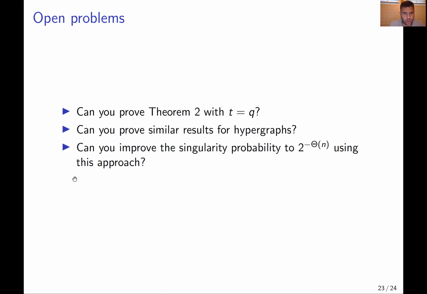And a more interesting problem is about this singularity problem that I talked about. Can you improve the singularity probability of random symmetric matrices to something exponential, using this approach or using any other approach? This would be very interesting.